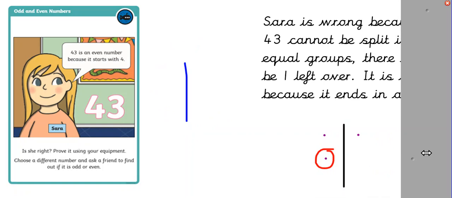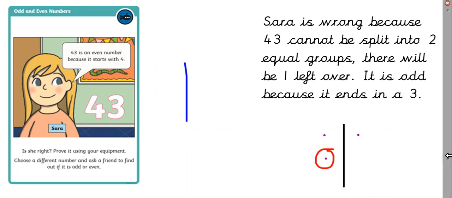Have a look at the answer then. So, Sarah is wrong because 43 cannot be split into two equal groups. There will be one left over. It is odd because it ends in a 3.